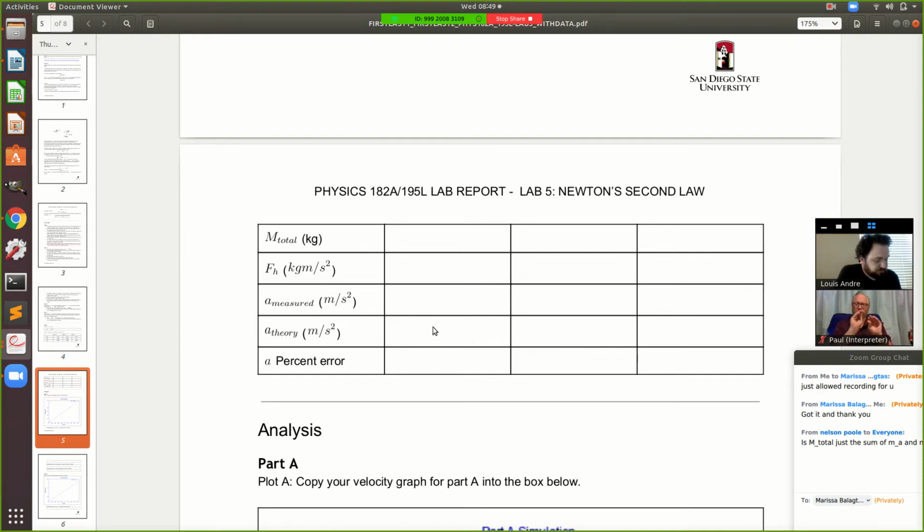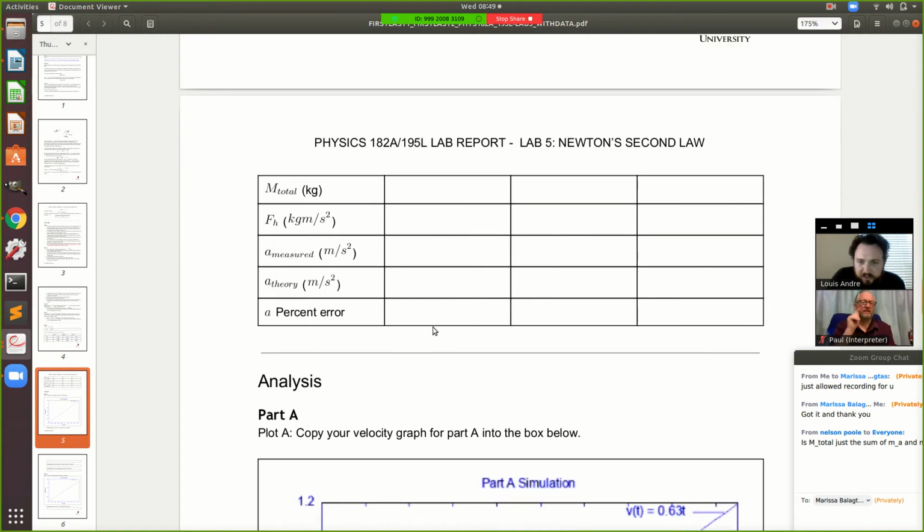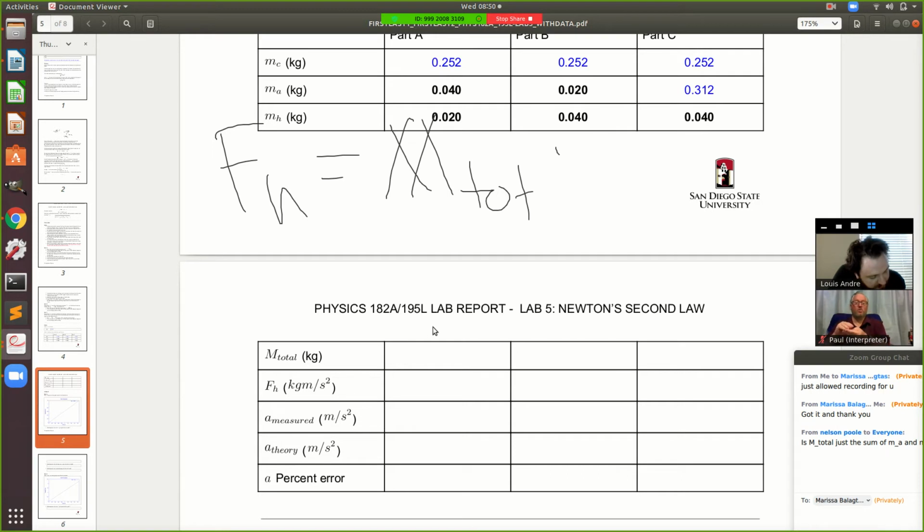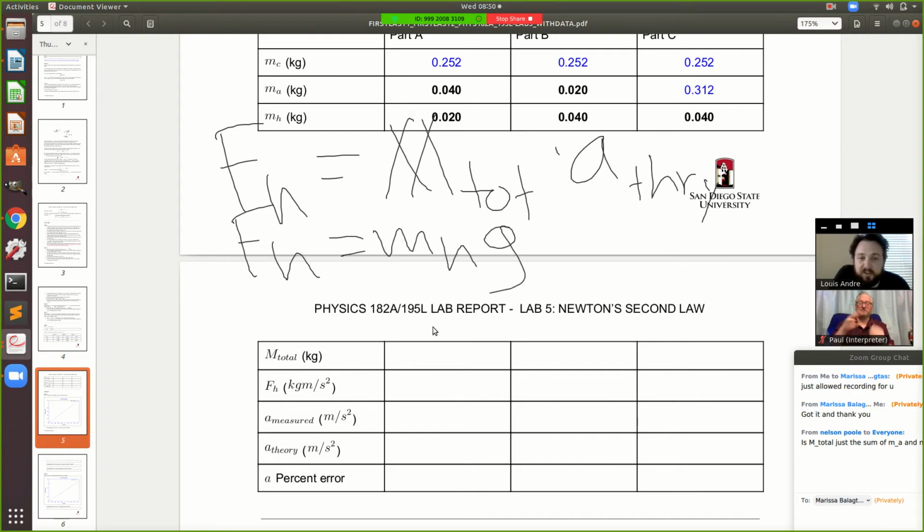So to get A theory, you want to know the acceleration of the system. Well, FH equals the total mass times A theory. Okay. So we have total mass. You find FH by remembering FH is equal to MHg. So MH times g, that's what FH is. And FH is also equal to the total mass of the system times A theory. So put those things together and solve for A theory. And that's what you're going to be doing.